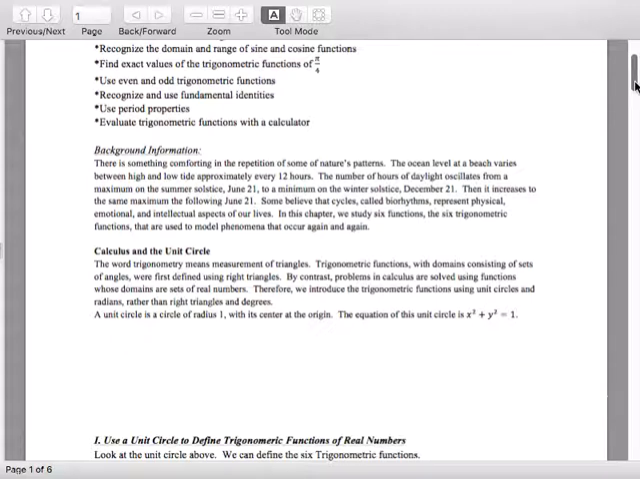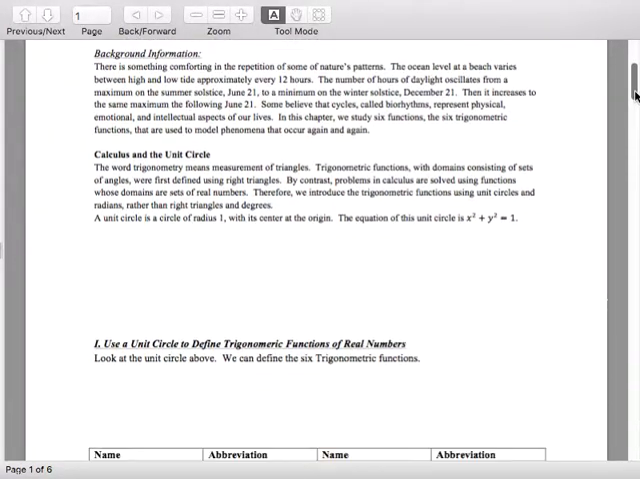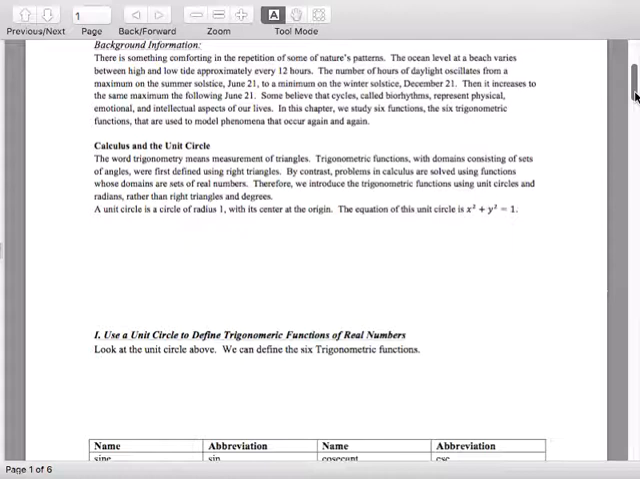In this chapter, we're going to look at the 6 trigonometric functions that are used to model phenomena that occur again and again. The word trigonometry means measurement of triangles. Trigonometric functions with domains consisting of sets of angles were first defined using right triangles. By contrast, problems in calculus are solved using functions whose domains are the set of real numbers. Therefore, we introduce the trigonometric functions using unit circles and radians rather than right triangles and degrees.